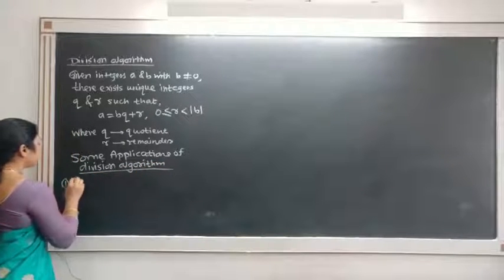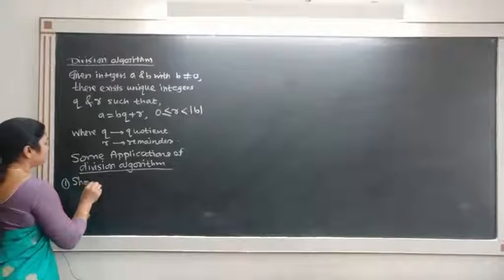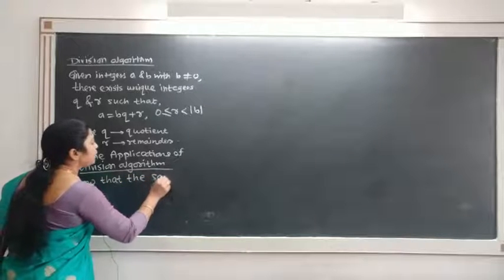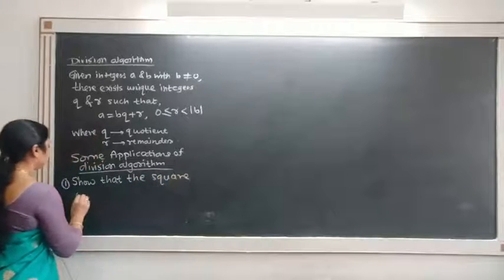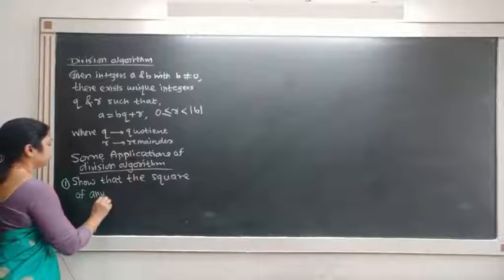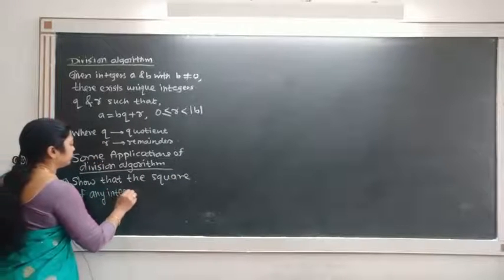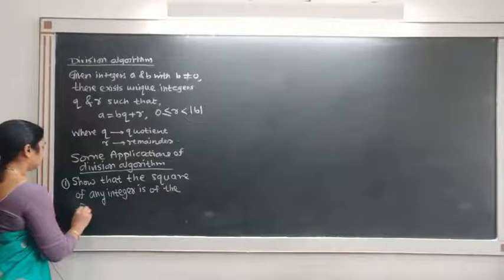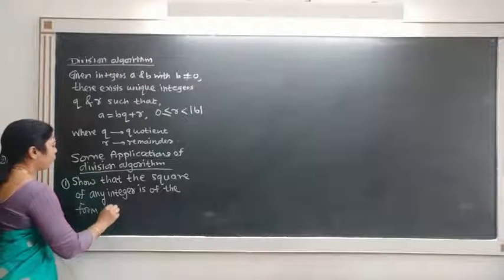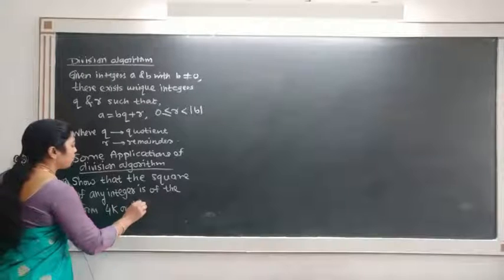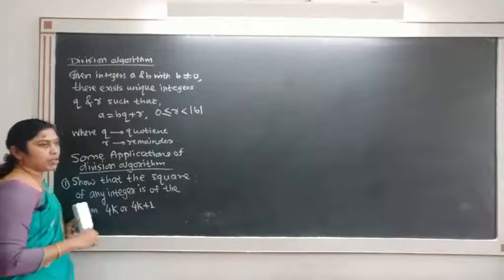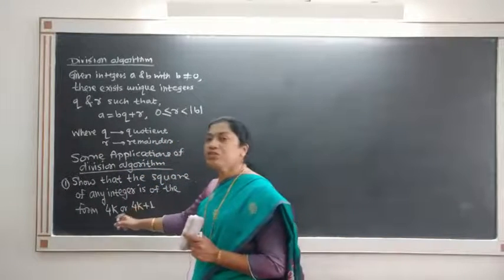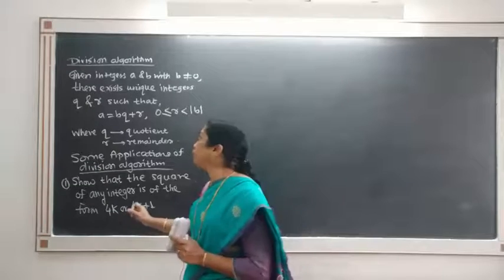So consider the first example. Show that the square of any integer is of the form 4k or 4k plus 1. We want to prove that the square of any integer is always of this form, 4k or 4k plus 1.